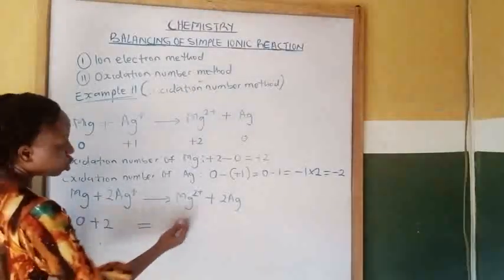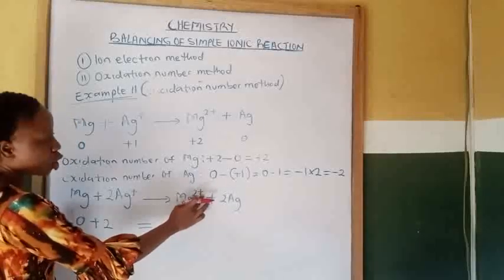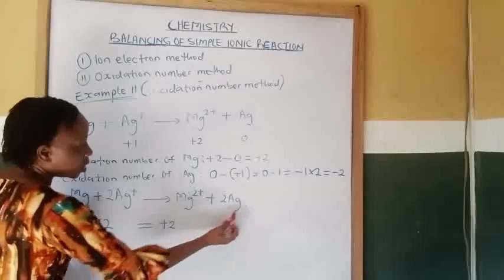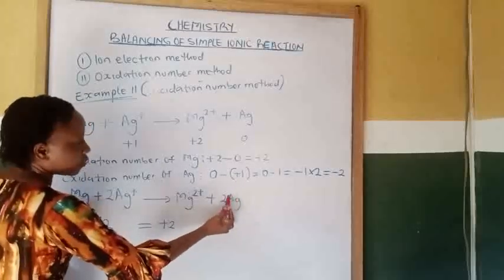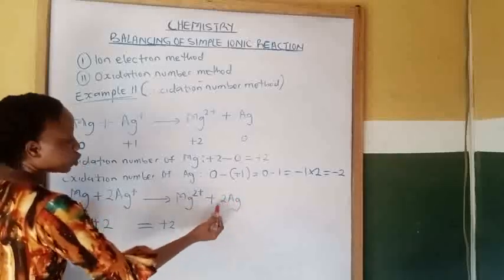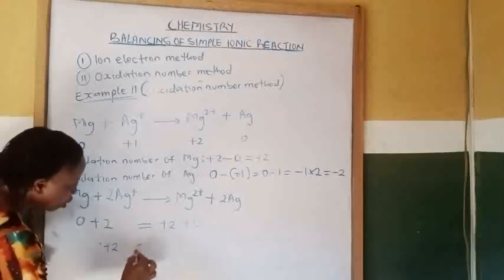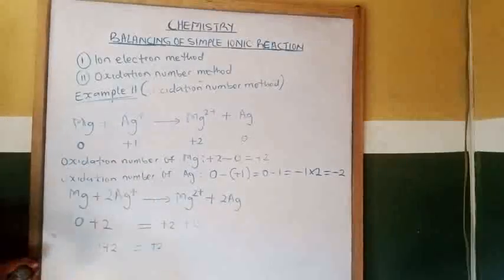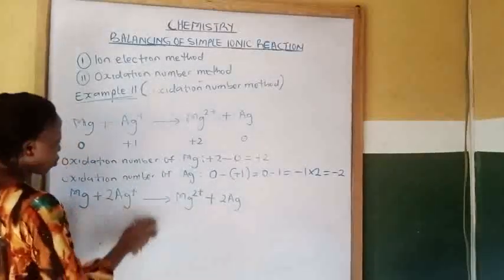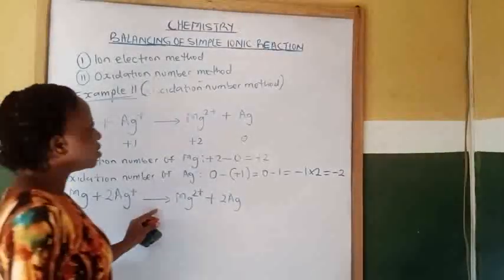Then equal to, let's check at this side. The charge of magnesium is plus 2 times coefficient, that is plus 2. Then the oxidation number of Ag is 0, because this is a free atom. So 0 times 2 will give me 0. So therefore we have plus 2 at this side, plus 2 at this side. So our equation is balanced. So this is our final product.